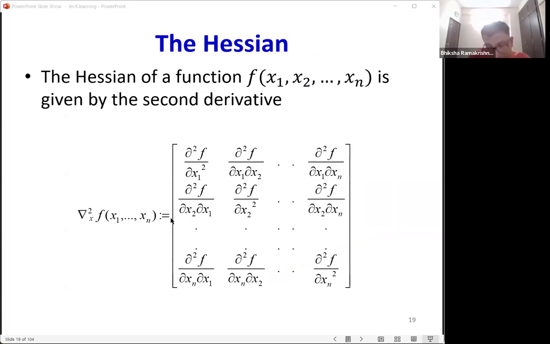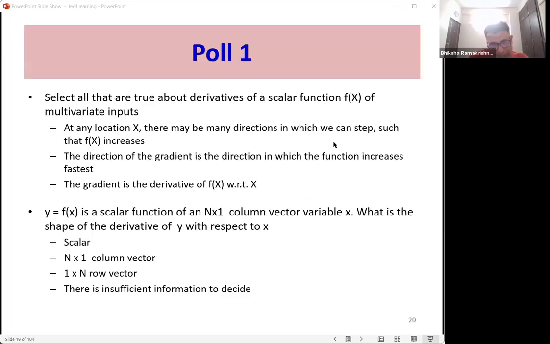Now, there's also another property called the Hessian, which is the matrix of second derivatives. Again, the function is a scalar function of many variables. And so this matrix of second derivatives, where the ijth term is the derivative of the function with respect to xi and xj, is called the Hessian. We'll encounter the Hessian again later.